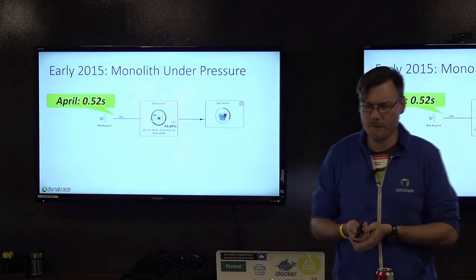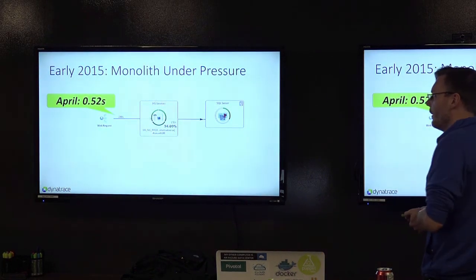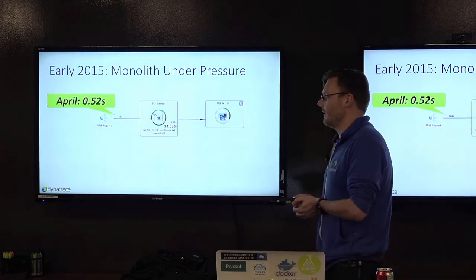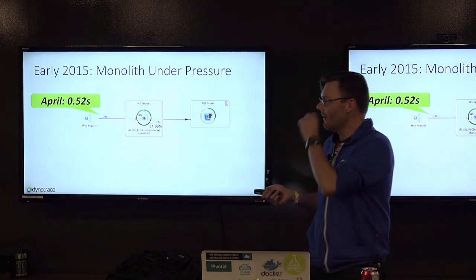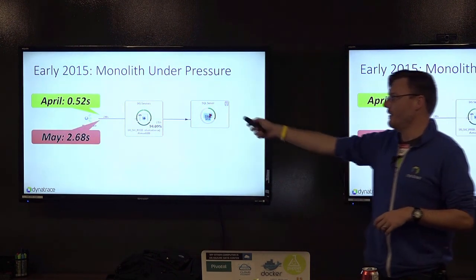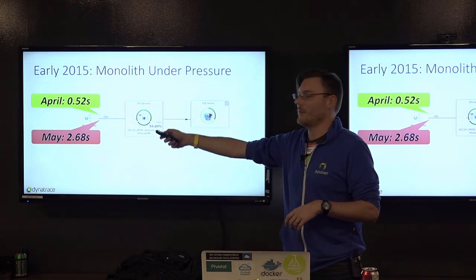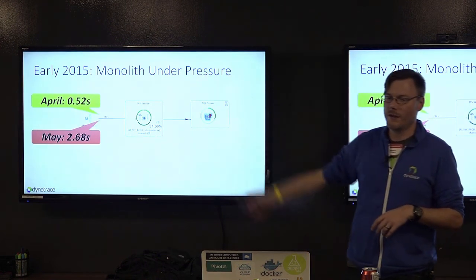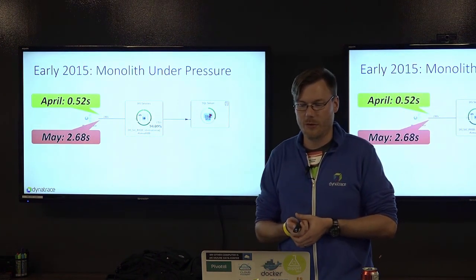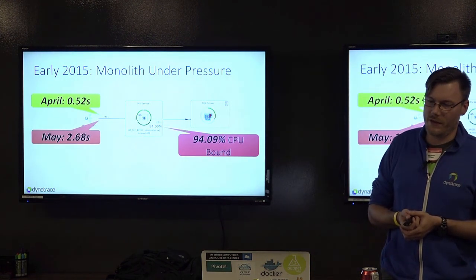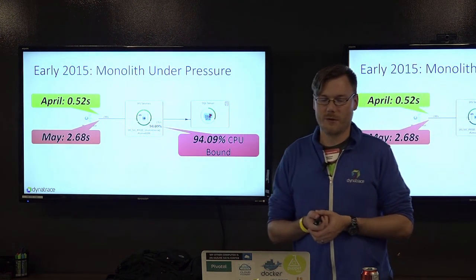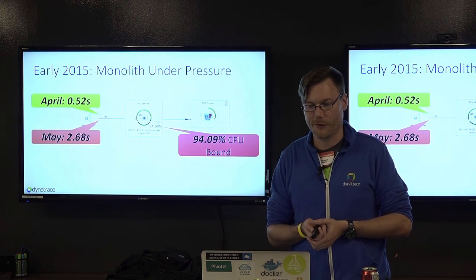So in the beginning, in 2015, their monolithic application, this is a Dynatrace screenshot, by the way, in case anybody was curious. In the beginning they had half a second response time, but as they started to get busier, that had gone to 2.68 seconds. And if you look here, the CPU utilization on their app servers was starting to get pretty out of control.